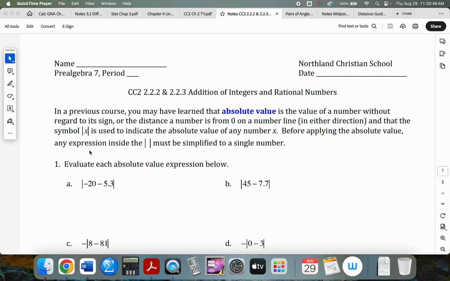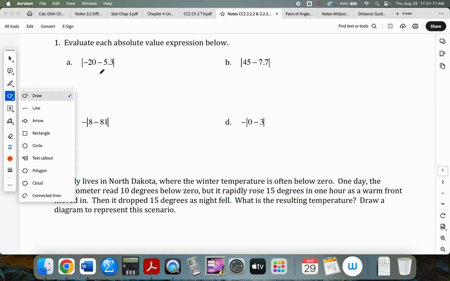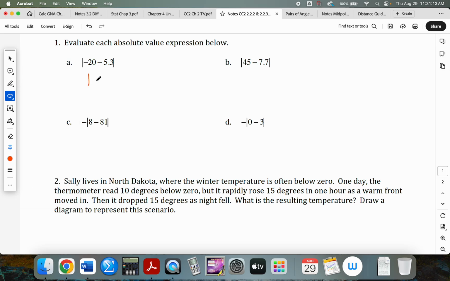The symbol is like this. It's those two vertical bars around whatever you're trying to take the absolute value of. Before you apply the absolute value, the expression inside has to be simplified first. So let's take a look at these. We're going to take the absolute value for each one of these. So for this first one, first we simplify what's in the interior. That's negative 25.3. So its absolute value is 25.3.